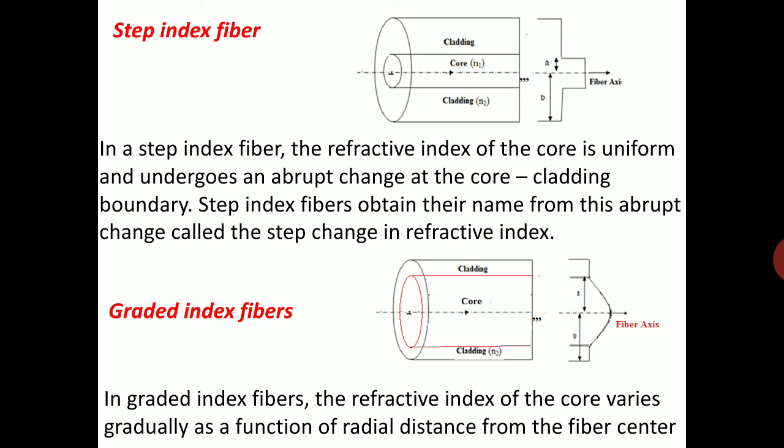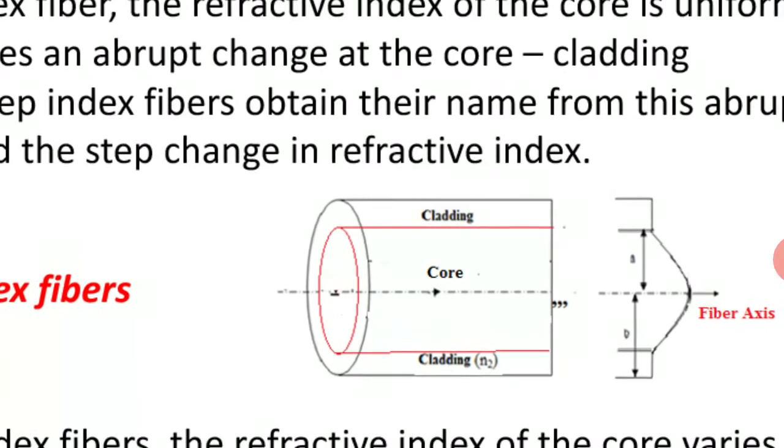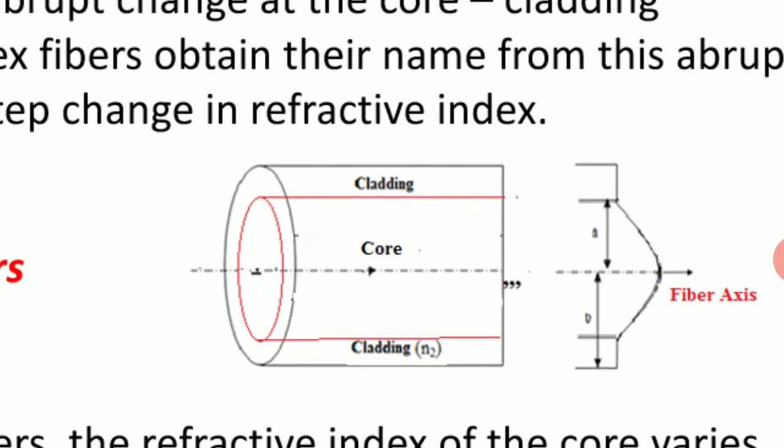Once again, the core is made up of uniform refractive index N1 and the cladding is made up of uniform refractive index N2. As we move from cladding to core, there is a step change, which we can observe from the diagram. That's why it is called step index fiber. Next, the second one, we get into the graded index fiber.